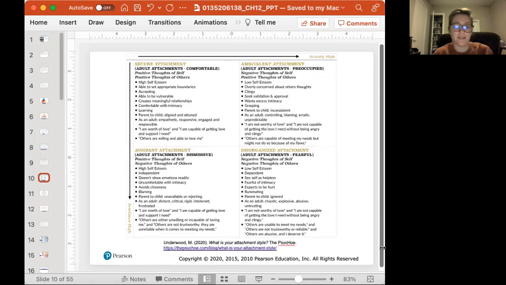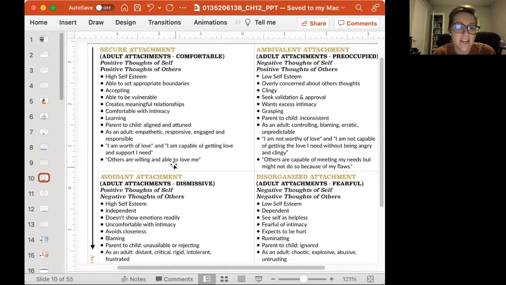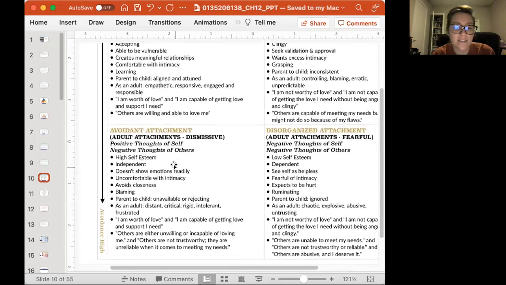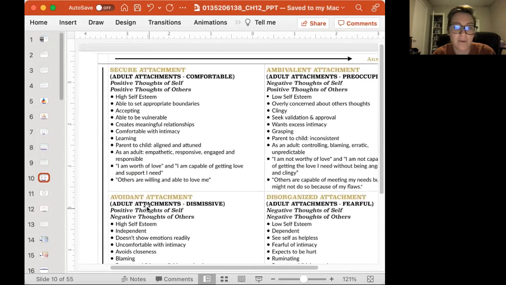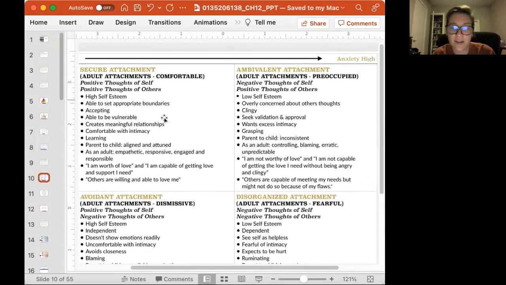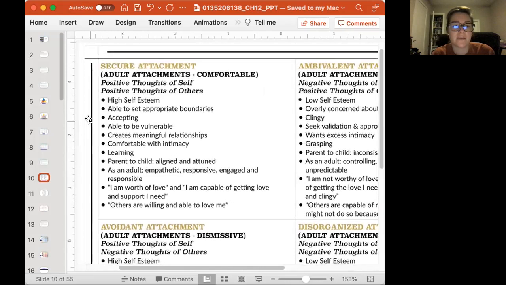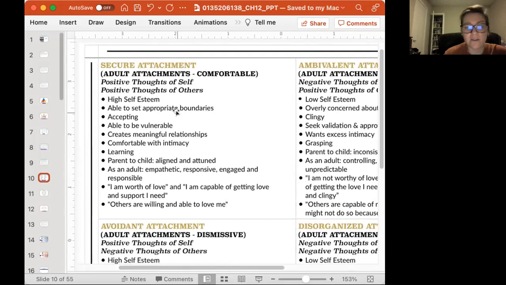So this is a little hefty on the text, but you guys know how I like to do these lectures by now. This left side has to do with avoidance: avoidance is high at the bottom and low at the top. And then across the top, anxiety is low to high. Looking at the secure attachment, this is comfortable attachment, where there are positive thoughts of self and others. This person would have high self-esteem, be able to set appropriate boundaries, be accepting, be able to be vulnerable, create meaningful relationships, and be comfortable with intimacy and learning. A parent to a child is aligned and attuned. As an adult, they're empathetic, responsive, engaged, and responsible.